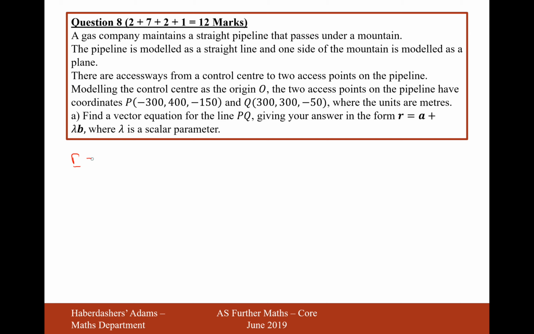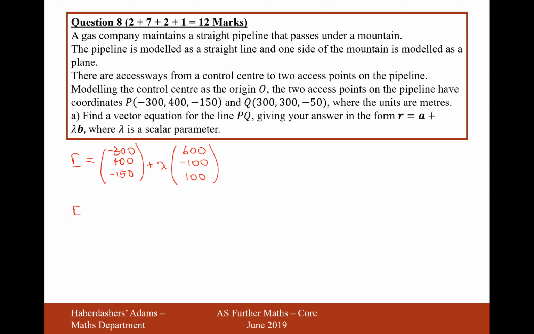Okay, so r equals, let's start at point P, (-300, 400, -150). And then let's work out how we're going to get from P to Q. From P to Q on the x variable, we're going to have to go up 600. From 400 to 300, that would be down 100. And from -150 to -50, that would be up 100.